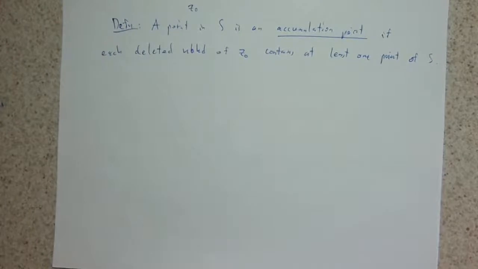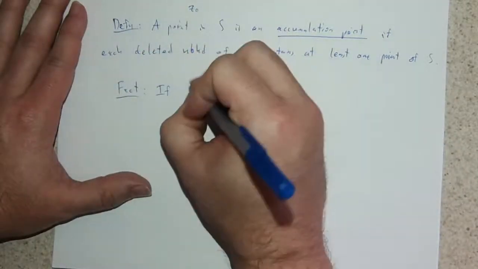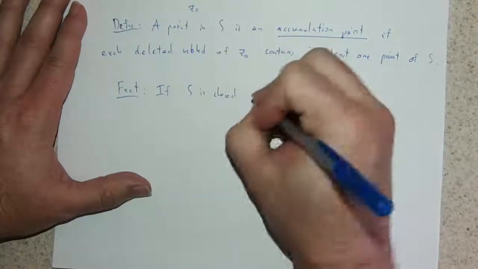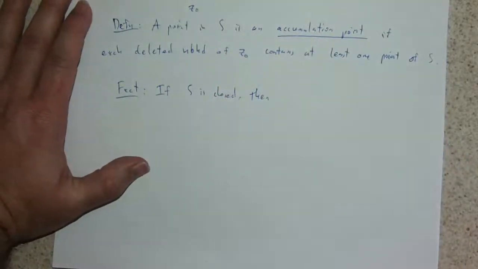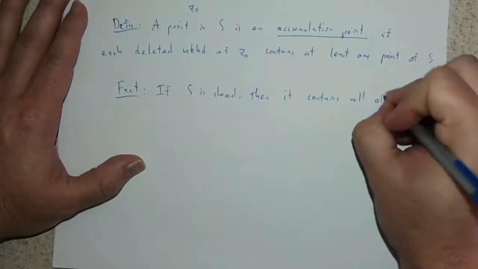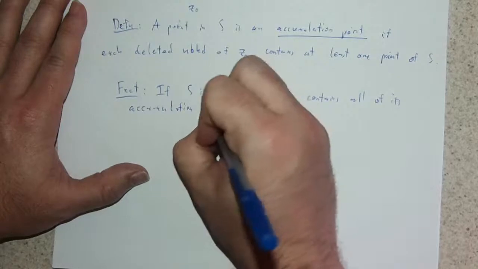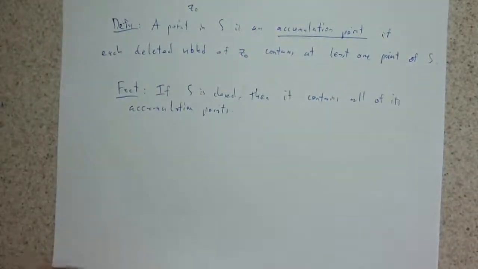This can be a tricky thing to visualize and actually figure out what it is that's going on here. But the important fact to note is if S is closed, then it contains all of its accumulation points. Okay. So, think about for a second what it would mean for a point to not be an accumulation point.